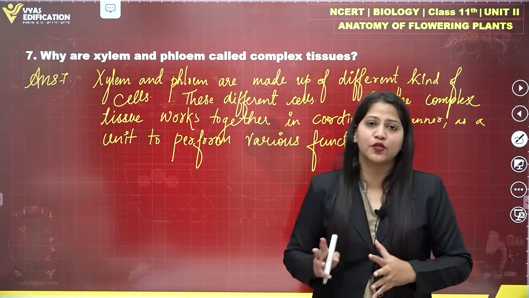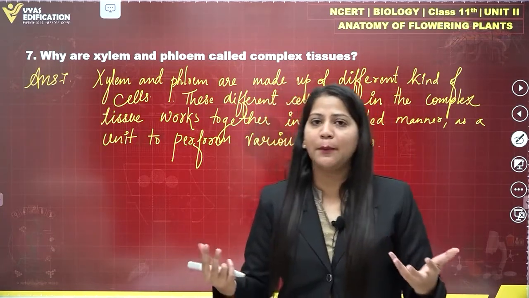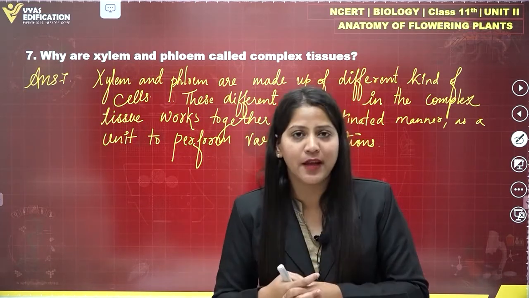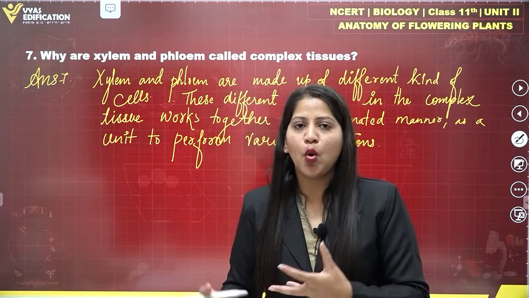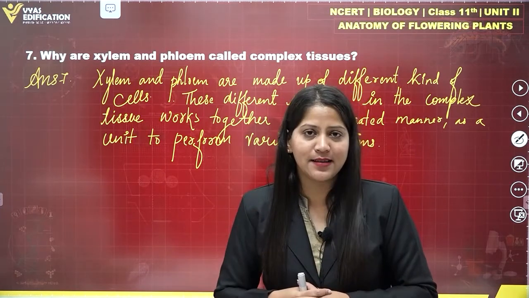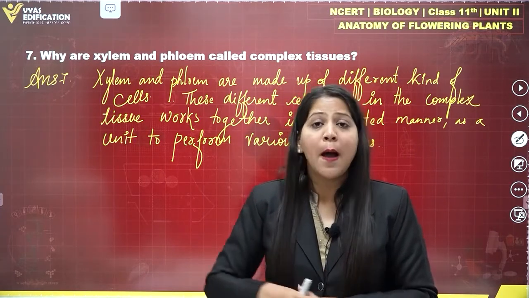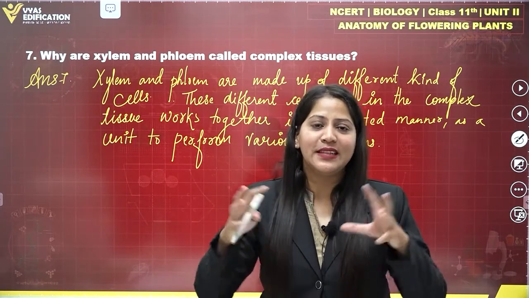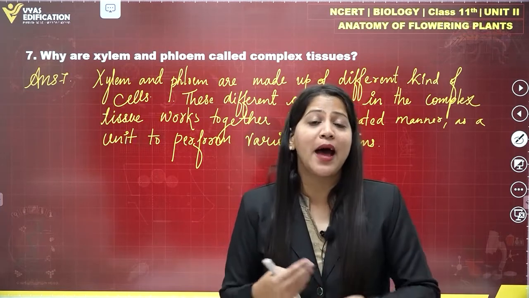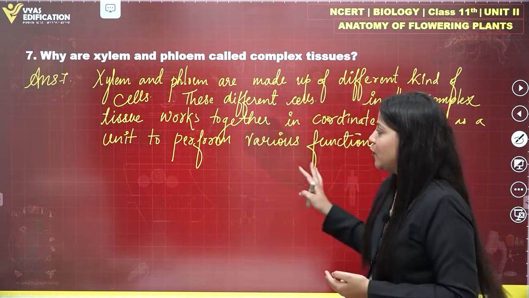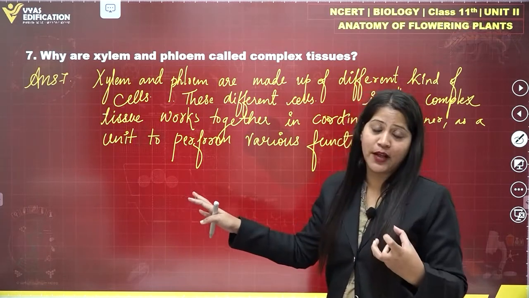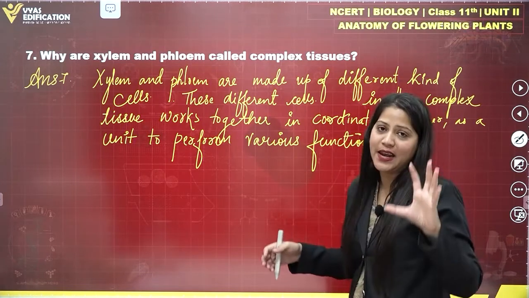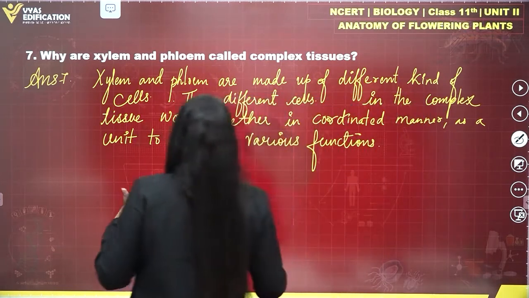These different kind of cells which are making up complex tissue known as xylem and phloem make them complex, right? Because in general when we are talking about tissue, the tissue is actually a group of cells. But to make up a tissue, all similar kind of cells are grouping together. But in case of xylem and phloem, different kind of cells group together to form these tissues. That is why we call them complex tissues. All these different kind of cells work together in a coordinated manner and as a unit to perform various functions.